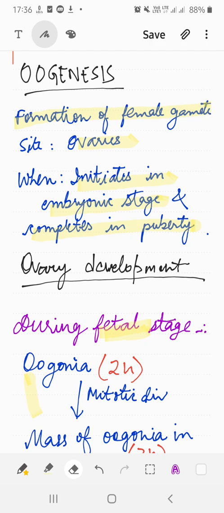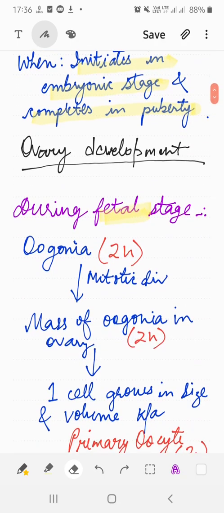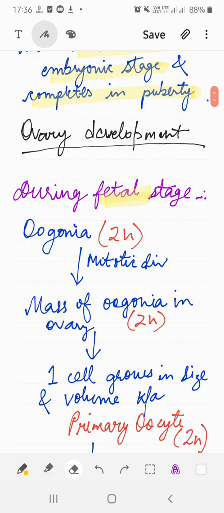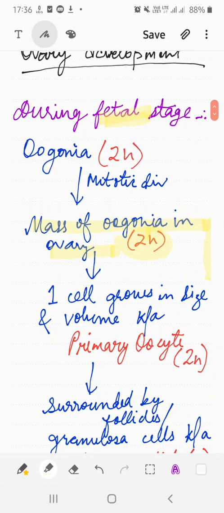So a mass of cells is being formed, a group of cells. With the complete formation of the oogonia in the ovary, all of them have the diploid number of chromosomes. Out of this mass of cells, one cell is going to increase in size and volume, and that cell is known as the primary oocyte, with the diploid number of chromosomes.